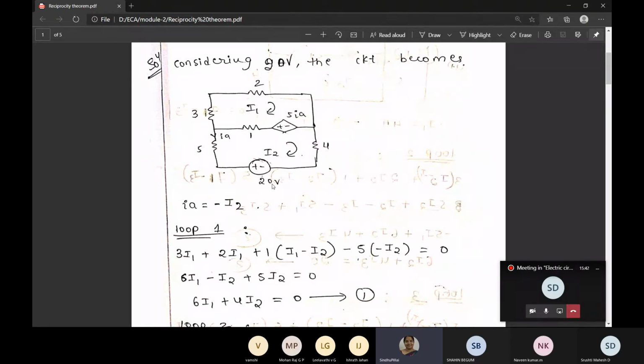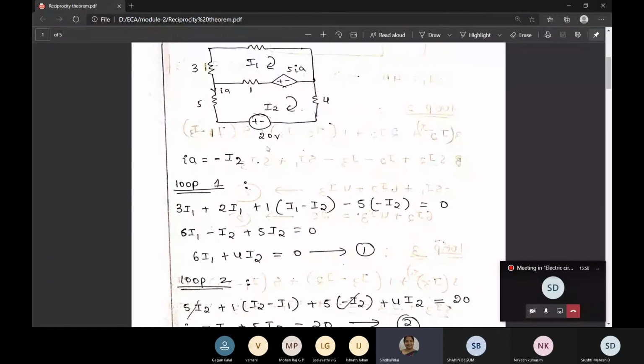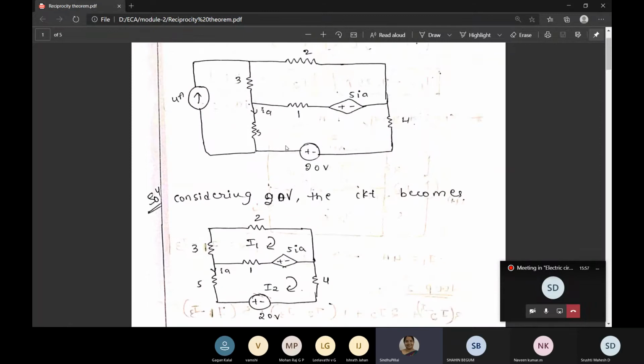So this is for considering 20 volts. Loop 1 and loop 2; the complete problem is not solved here. Find out I1 and I2, and IA is nothing but minus I2. So that is for 20 volts. Next, what do you have to do? Next, you have to consider 4 amps.